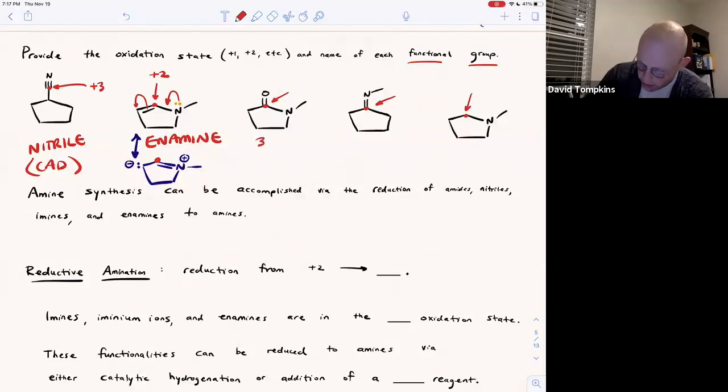The next one we have here is a tertiary amide. And that carbon has two bonds to oxygen and one to nitrogen, or it's +3. A CN double bond is an imine, where there are two bonds to nitrogen, or +2. And finally, the last compound here is a tertiary amine, where there's one bond to nitrogen.